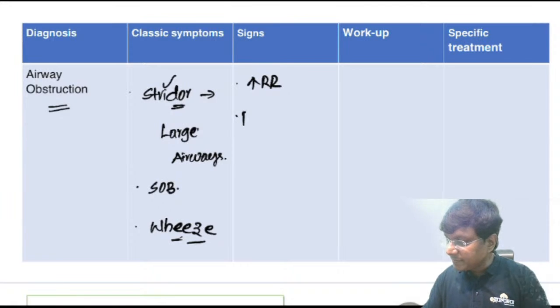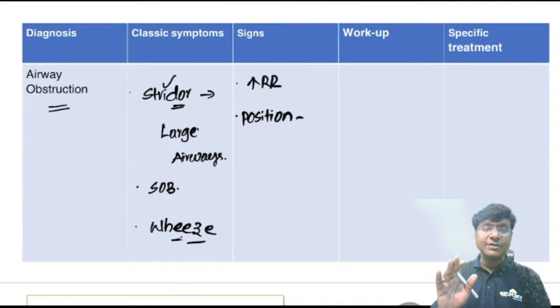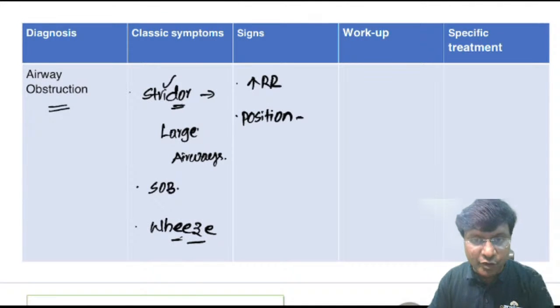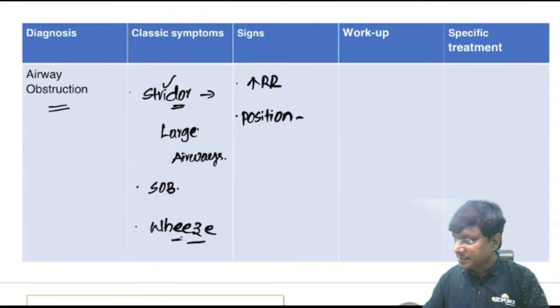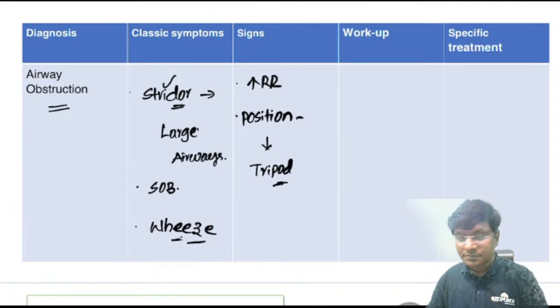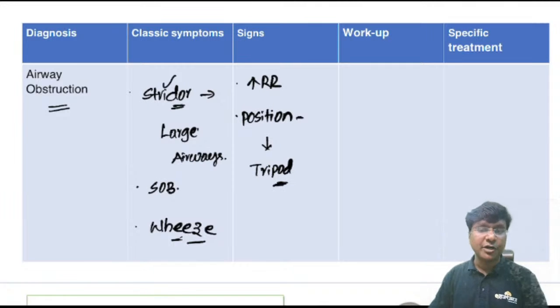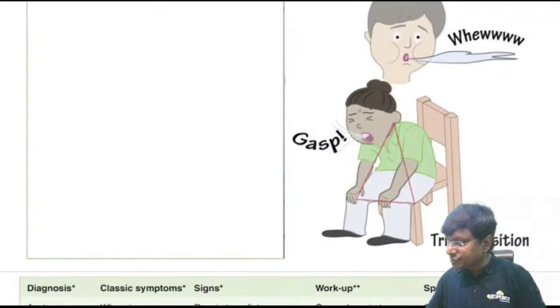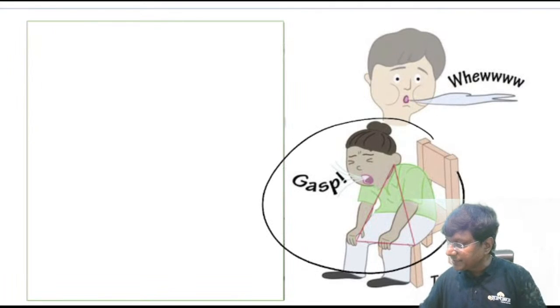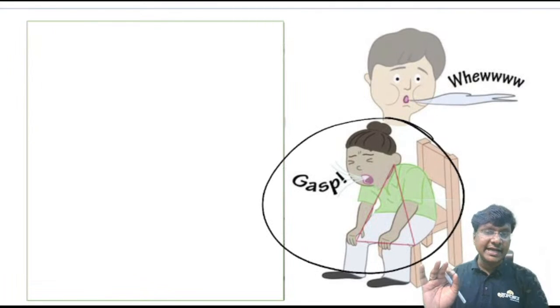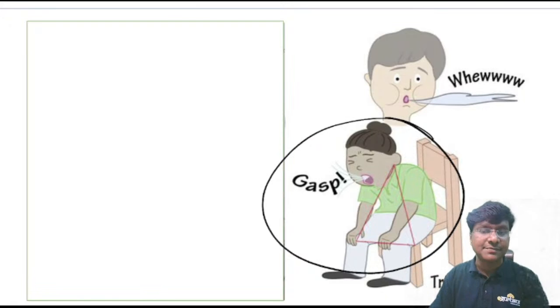And what will be the position of the patient? The individual will be sitting up and leaning forward to open the airway, and that we call the tripod position. This tripod position helps in opening the airway. This will be the position of an individual with airway obstruction, in order to take in more and more air.